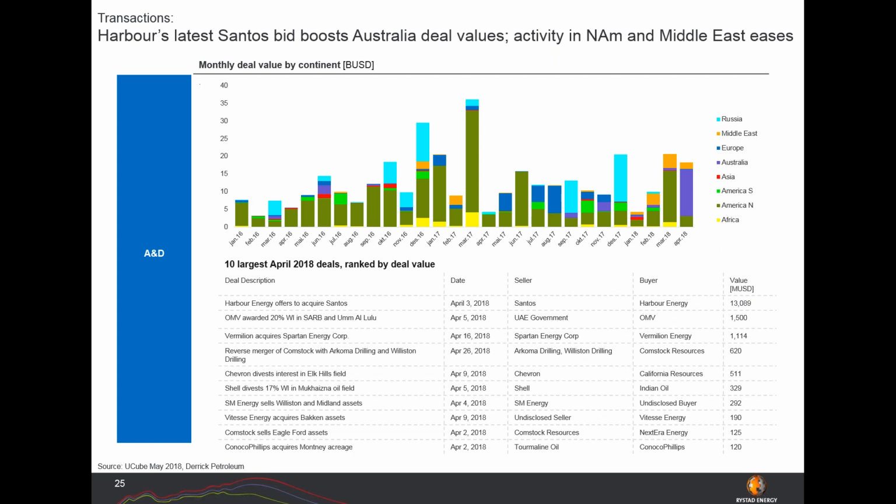Among notable transactions, in early April, Harbour Energy made an offer to acquire the third largest energy producer, Santos, for $13.1 billion. In Canada, Vermilion Energy agreed to acquire Spartan Energy Corp for around $1.1 billion. And in the US Lower 48, Comstock Resources acquired Bakken assets through a reverse merger with Arkoma Drilling and Williston Drilling for $620 million. Also, Chevron's divestment of its working interest in the Elk Hills field accounted for over $500 million.